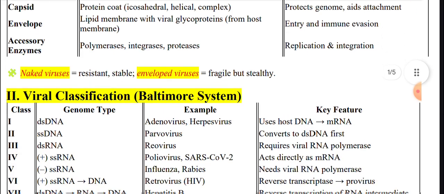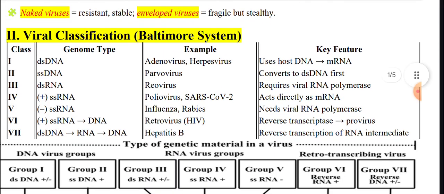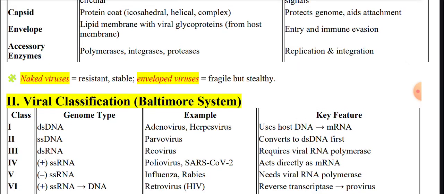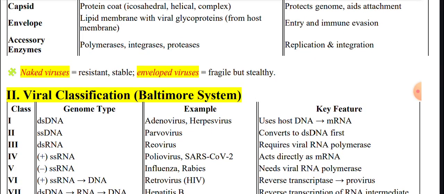Soap, heat, detergents easily disrupt that fatty envelope. But that envelope gives them advantages too. It helps them enter cells more easily through fusion, and it can help them hide from the immune system. Stability versus stealth, basically. Got it. And besides these core parts, the notes mention accessory enzymes. Why would a virus carry its own tools if it's just going to use the host stuff?